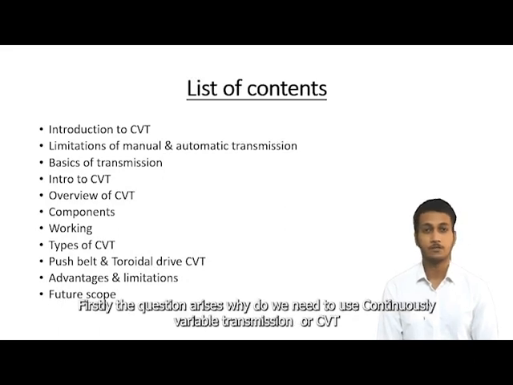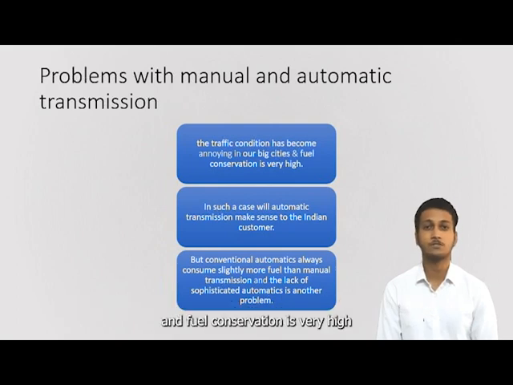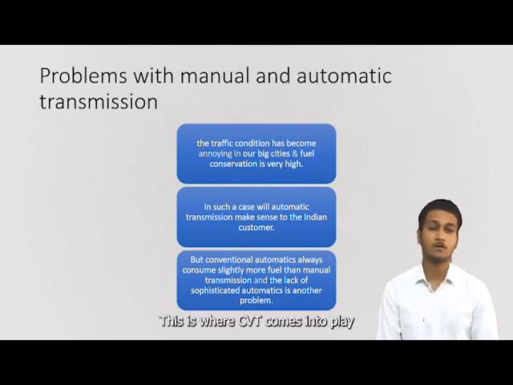Firstly, the question arises: why do we need to use continuously variable transmission or CVT? One reason that can be given is the fact that the traffic condition has become annoying in our big cities and fuel conservation is very high. In such a case, it doesn't make sense to use automatic transmission for an Indian consumer. This is where CVT or continuously variable transmission comes into play.